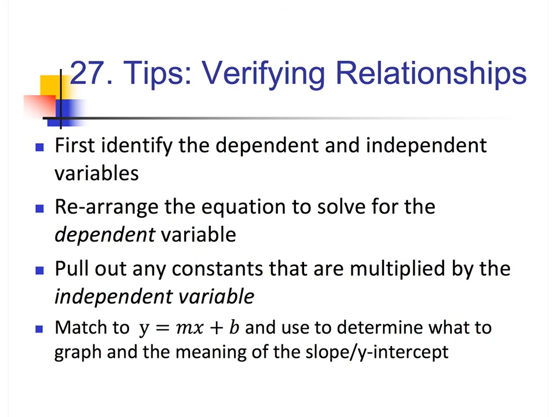So just a few tips here for doing this, okay? Some things that we just saw. We first identified the two variables, the independent and the dependent, and rearranged to solve for the dependent. We pulled out any constants that are multiplied by the independent variable, and then we just matched it up to y equals mx plus b. All right, so we'll work through a few of these practice problems in class as well, but you have the basic idea now.